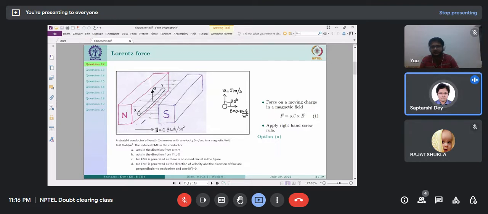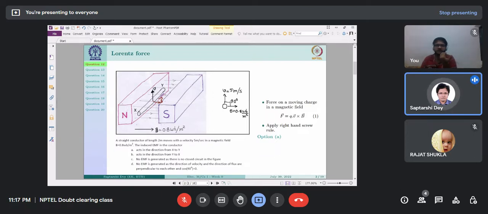Now the first question says that a straight conductor of length 2 meter moves with a certain velocity in a magnetic field of certain magnitude. What will be the direction of EMF in the conductor? So we can see here that V is in this direction while B is in this direction. So we have to do a cross product between these two vectors V and B. We will simply apply a right hand screw rule, and hence we will get the EMF from X to Y.